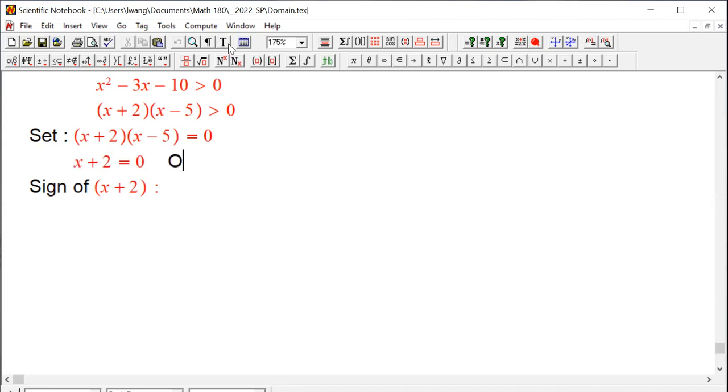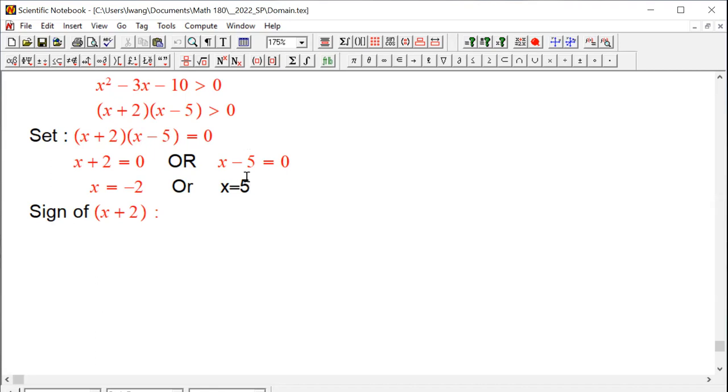This is the reason you set it equal to 0. Make sure you understand that. So you would have x equals -2 or x equals 5, right? So these two numbers: -2 is where x plus 2 changes sign, before -2 and after -2. So we're going to work on the sign.